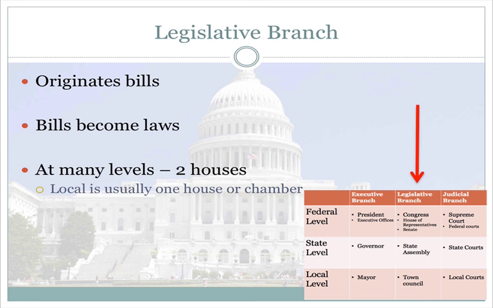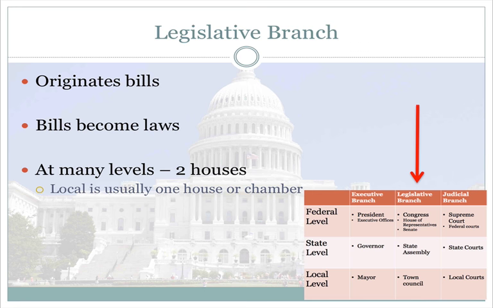So let's look at the legislative branch specifically. This is where bills originate. This is where the legislature decides on public policy. This is where they craft ideas that could become potential laws that would help govern our nation, our state, or our local level. Now, at many levels, there are two houses in the legislative branch. For example, in the middle column, you can see that Congress has the House of Representatives and also the Senate.